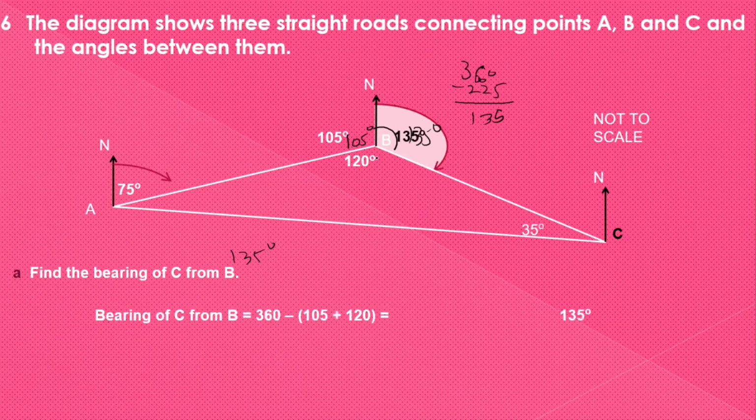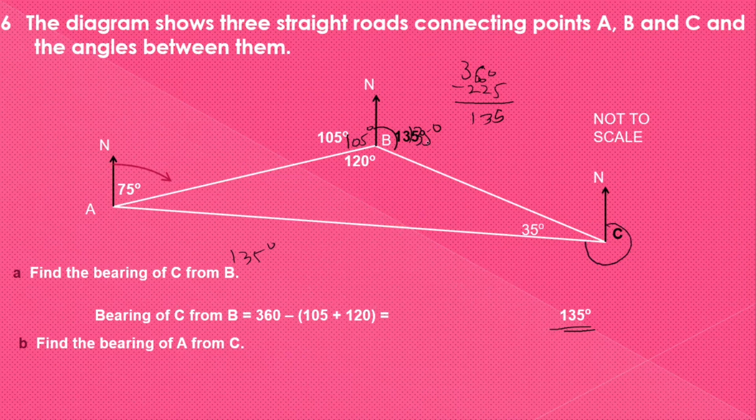After calculating this 105, and adding these two angles, as the complete angle is 360, we get the bearing as 135 degrees. The next question: find the bearing of A from C. Bearing of A from C. So from C means from the north line clockwise. This is going to be the angle. For that, we will be finding this inner angle.